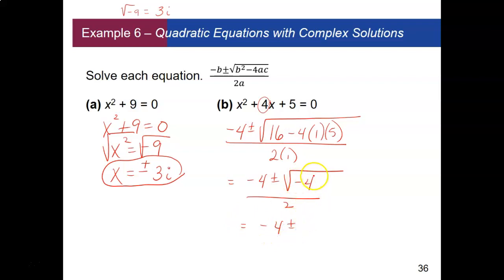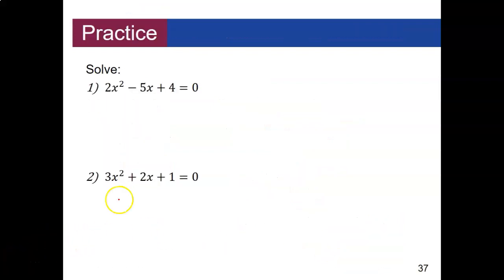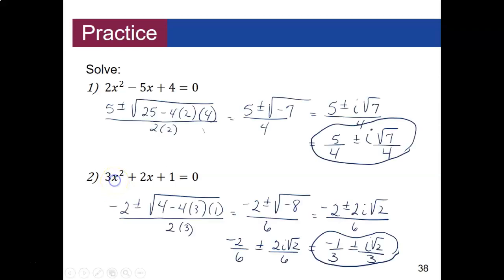We know that the square root of negative 4 is 2i. And if we break this up, we'll have negative 4 over 2 and 2i over 2. So we'll have negative 2 plus or minus i as our answer. Okay, here's a couple for you to practice with. And here are the answers to these.